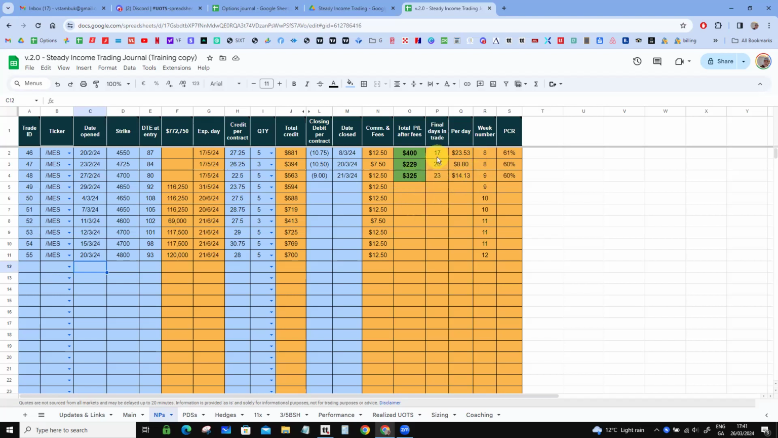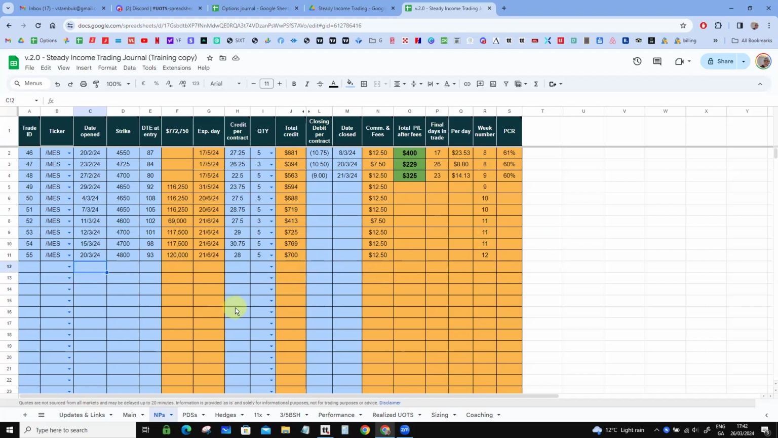Then here you can take a look at how many days you spent in the trade, what the per-day profit was, and the premium capture rate you actually achieved. It should be 60 here, because this doesn't take into account any costs other than closing at 60% profit, for which you should put in a GTC order. Once you place the trade, you go back and put in a GTC order at 60% and you let it ride.